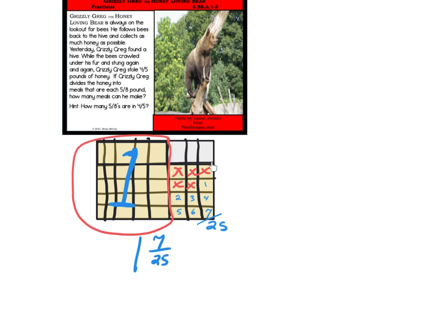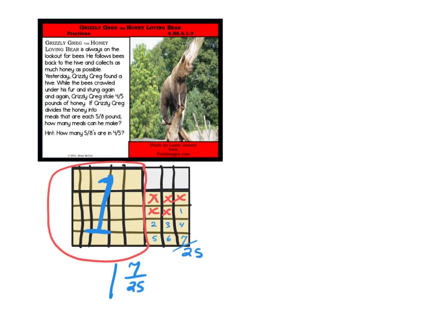Superb, my friends. This is the mathematical model of 4/5 divided by 5/8. Let's see the algorithm. So let's go ahead and just write that: 4/5 divided by 5/8 right there. Fantastic.